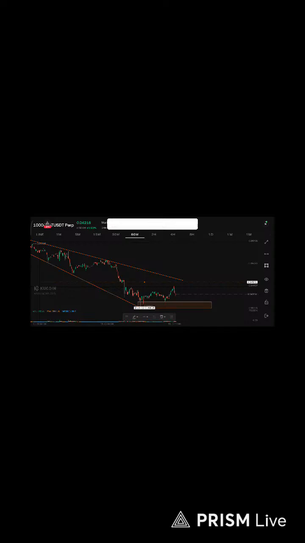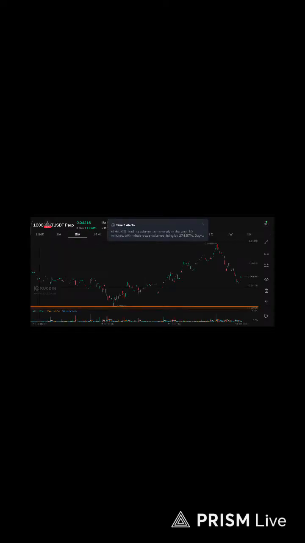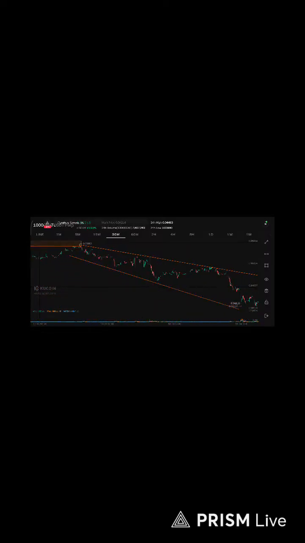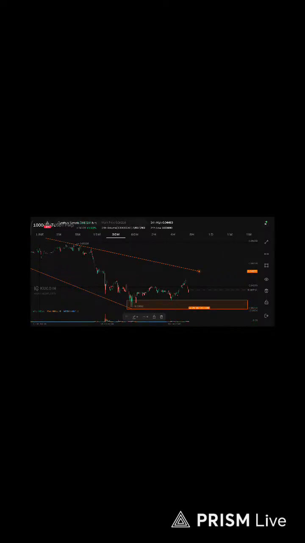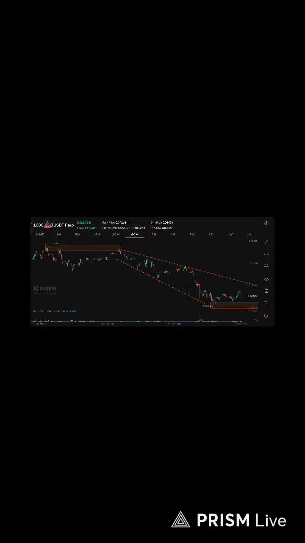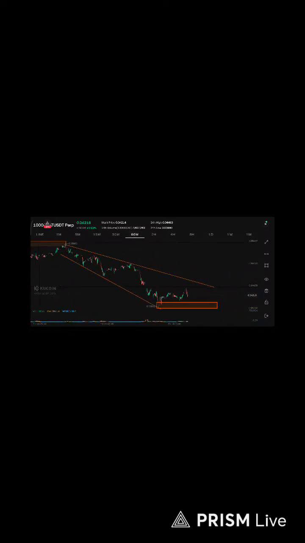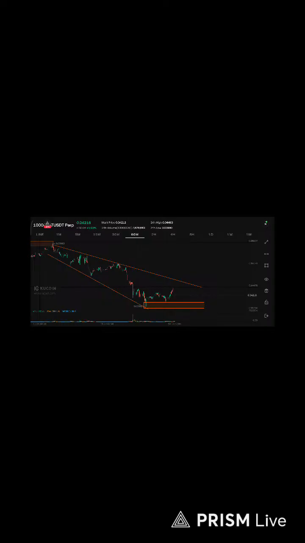I'm using the 30-minute time frame. If the market retests this point of resistance, maybe it's testing to see a strong resistance here, there's a possibility that the market is going to bounce back, following the trend line analysis.